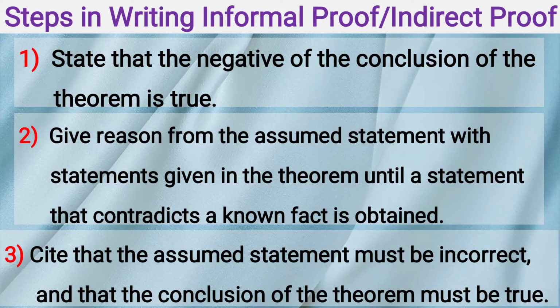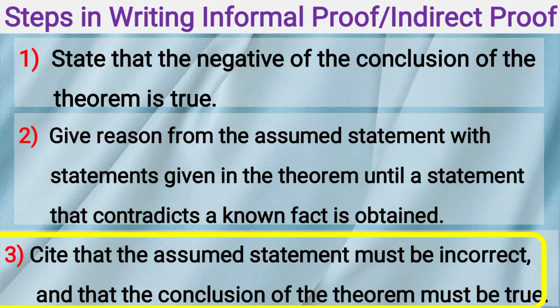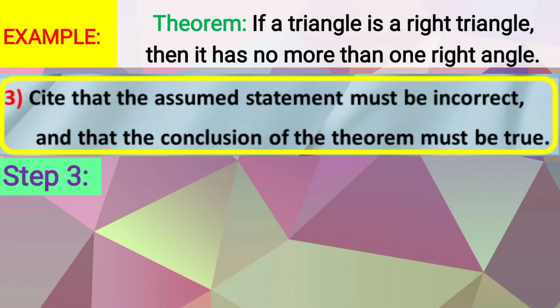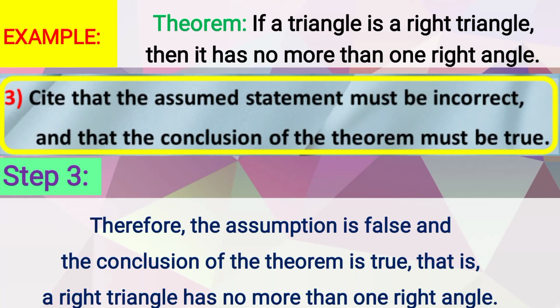For step number 3, we need to cite that the assumed statement must be incorrect and that the conclusion of the theorem must be true. Therefore, the assumption is false and the conclusion of the theorem is true. That is, a right triangle has no more than one right angle.